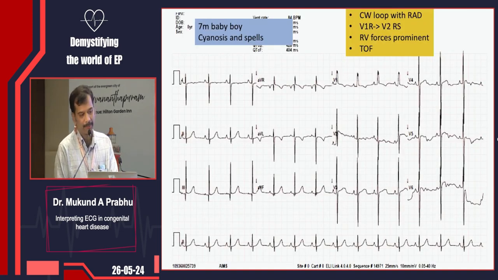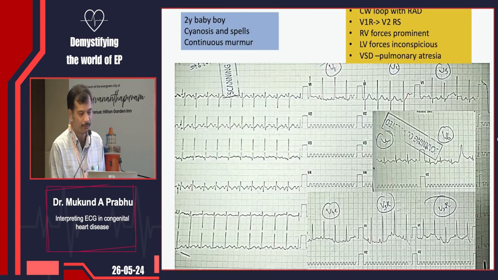This is a 7-month-old baby with cyanosis and spells, suggesting TOF physiology. And this ECG also suggests typical TOF. We have not a typical RBBB, but V1 positive with a sudden appearance of an S wave by V2. Other atrial enlargement is not typical in TOF, and usually you get reasonably developed left ventricular forces. This is indeed a typical TOF.